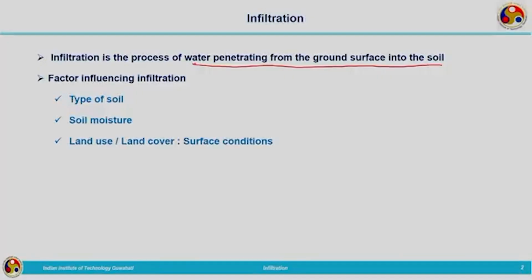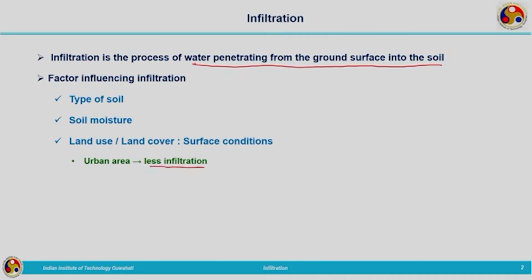Next is the land use, land cover, that is, the surface conditions. Different types of land use classifications are there. We can take two cases: one is an urban area, and the second is a rural area. In an urban area, the majority of the land surface will be paved. We have more built up areas. Because of these paved surfaces, the water infiltrating into the ground will be less. But in the case of forest land or a rural area, the water infiltrating will be high.